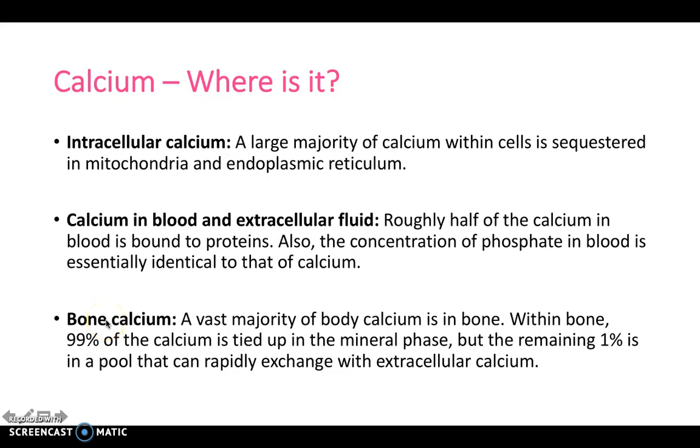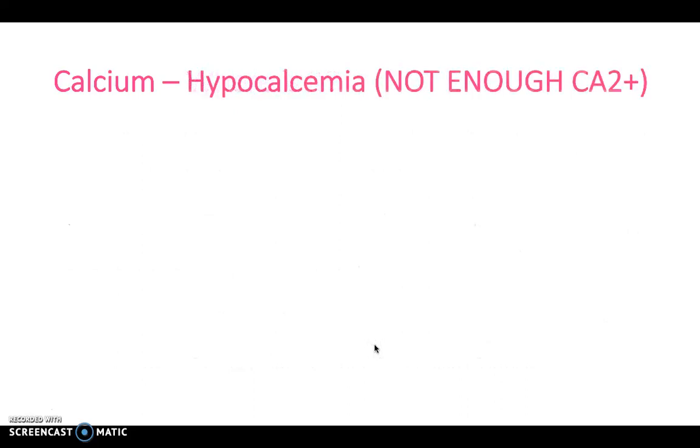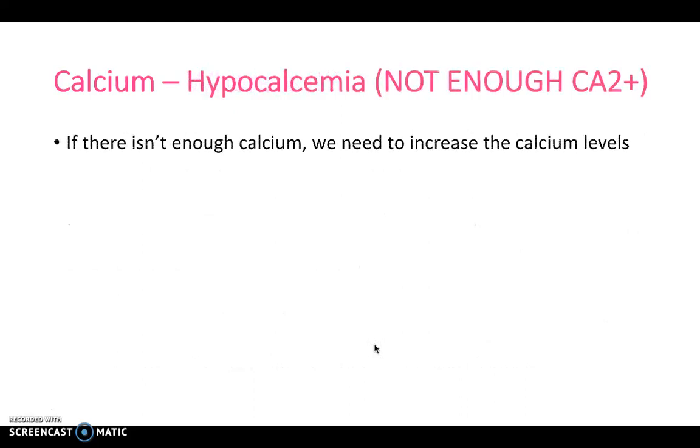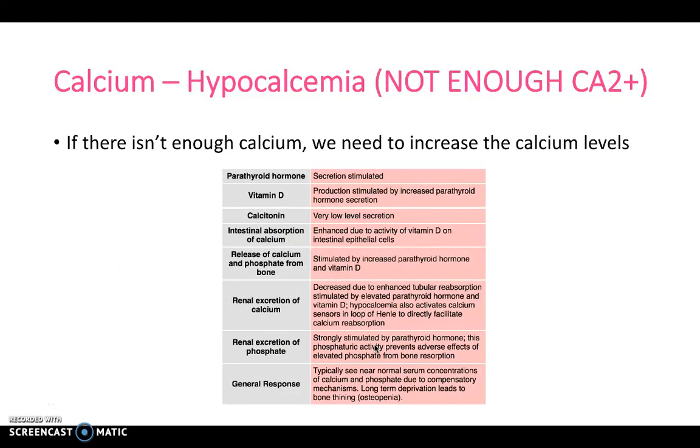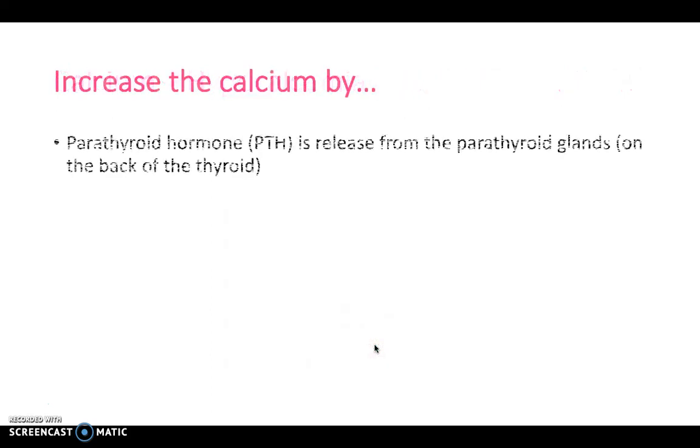But bone calcium. A vast majority of body calcium is in bone, and within bone 99% of the calcium is tied up in the mineral phase. But the remaining 1% is in a pool that can be rapidly exchanged with extracellular calcium, so the input and output of calcium. So what happens when we've not got enough? Well, we need to increase the levels, and this is a table nicely summarising what would happen if we have too low levels of calcium.